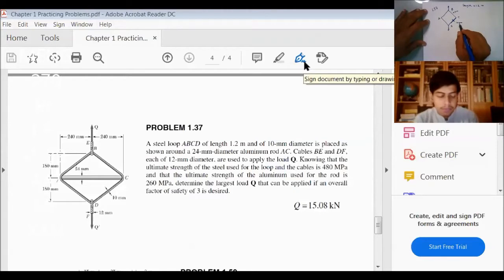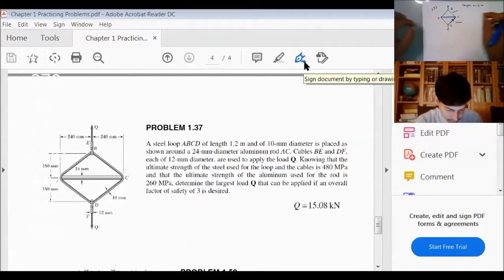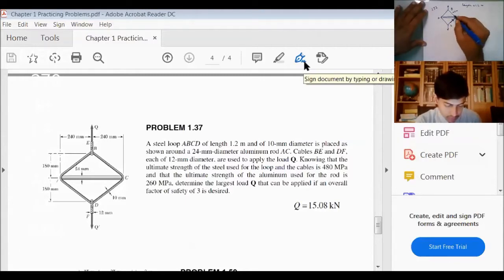Steel loop ABCD is length 1.2 meter and 10 millimeter diameter is placed as shown around a 24 millimeter diameter aluminum rod AC. Then we have here, Shabab, aluminum rod. And usually we say something rod when it's short, it's not long. If it's long, we call it wire. Right. Then this is steel, by the way. And this is aluminum, AL.